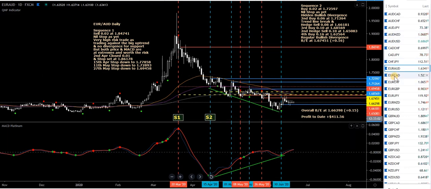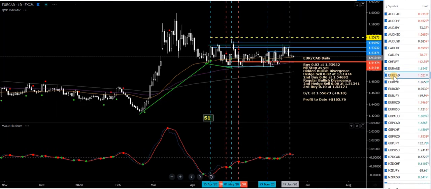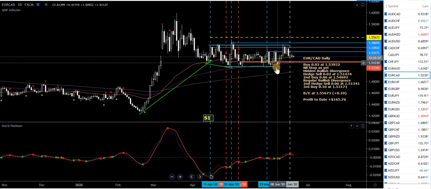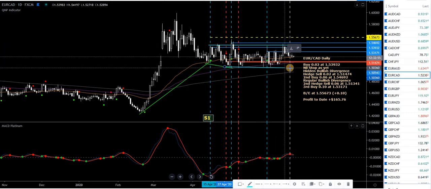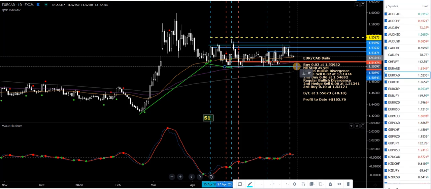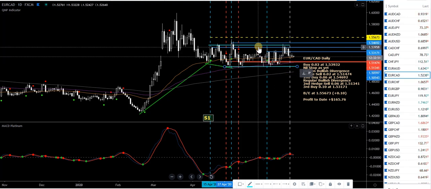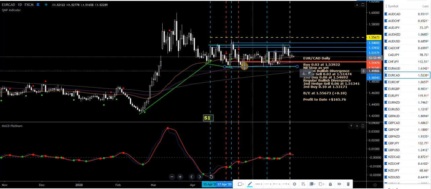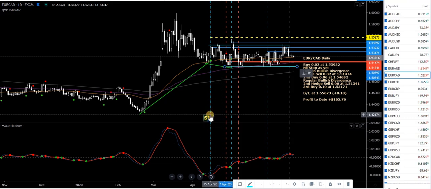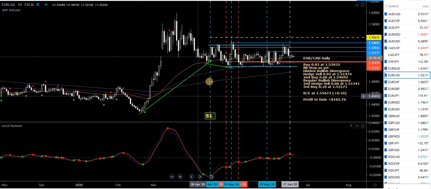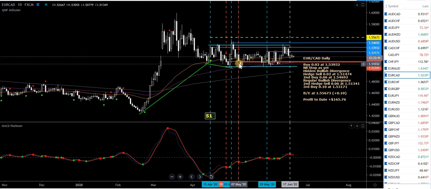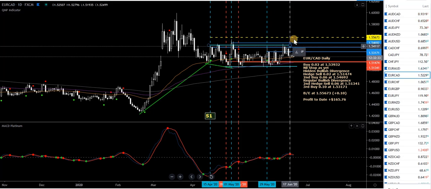Euro CAD, this is another one that's doing my head in. Look at this sideways action. I can probably move this line across a bit too. It's sort of stuck in that range, you can see between the two blue lines, and I'm in one ugly sequence 1. It's just not happening for me at all on this pair. If you have a look, you get a sell, go straight against, you get a buy, go straight against, you get a sell, go straight against. It's just really tough to trade at the moment.